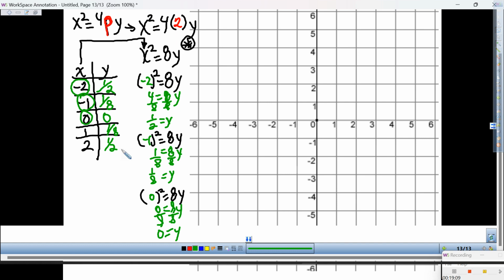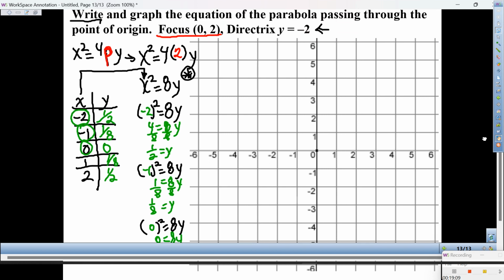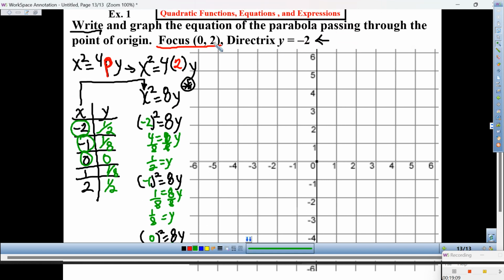So, now that we have all our information for the table, and we have our equation already done, now we're ready to graph. To graph, here it goes. Pay attention. First, let's plot our focus in red. What's our focus? 0, 2. Our directrix in blue. y equals -2. y equals -2, which is over here. And it's a straight line going through -2.